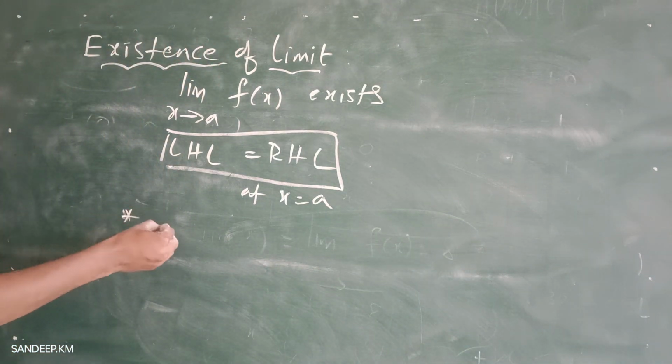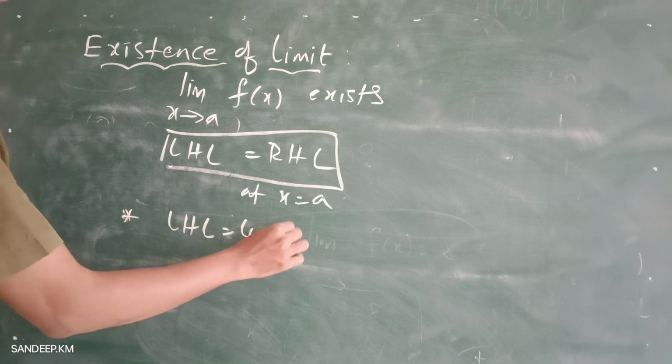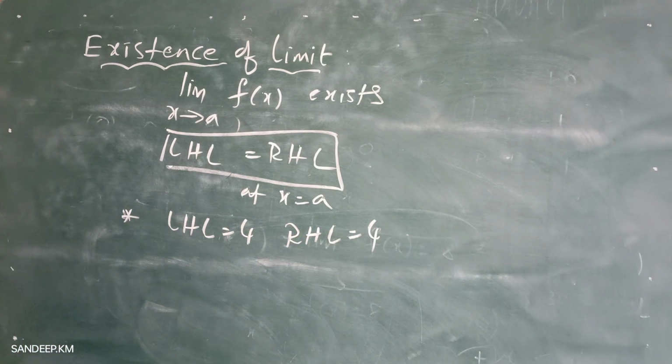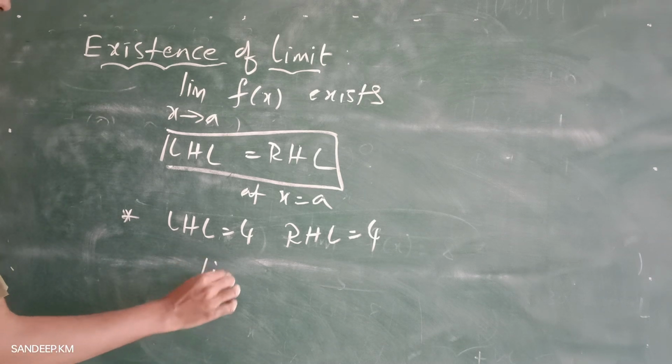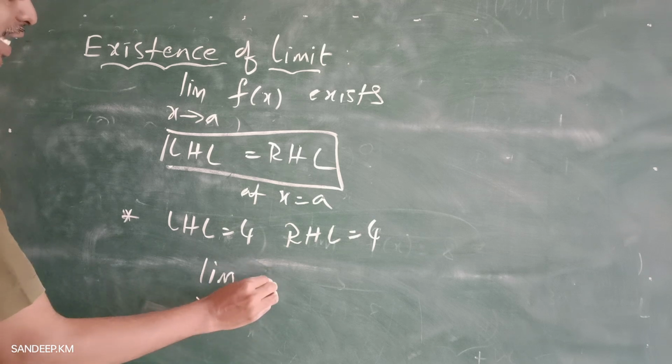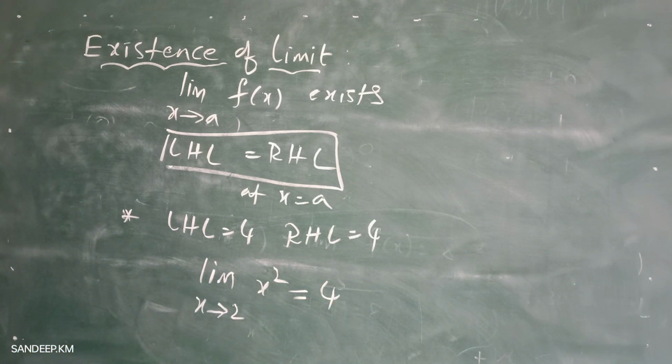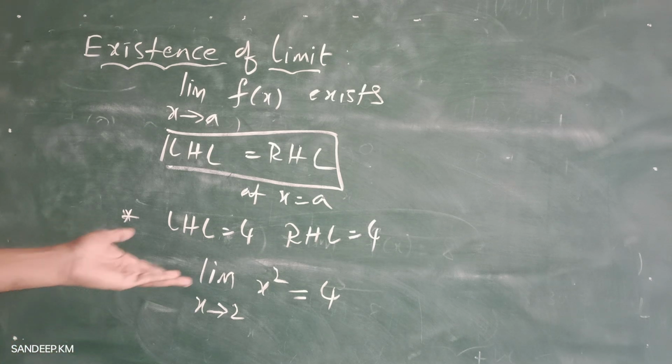In the second example, we observe that LHL is 4 and RHL is also 4. Correct or not? When x is approaching 2. So we can conclude in the second example that limit x approaches 2, x square is equal to 4. In the second example also the limit exists and it is equal to 4.